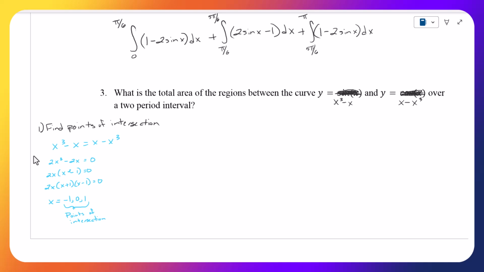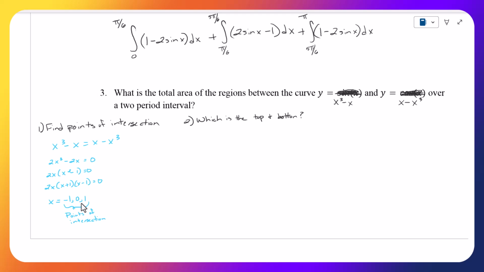Okay. So there's step 1. Step 2, I want to figure out which is the top and bottom. All right. And to do that, we're going to still sort of think about our number line.